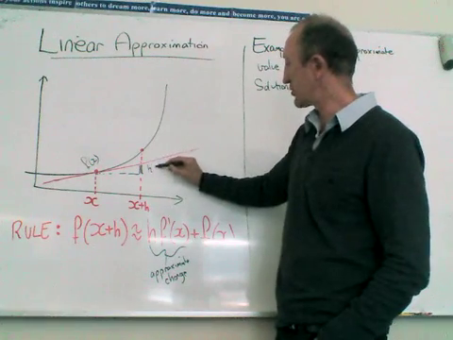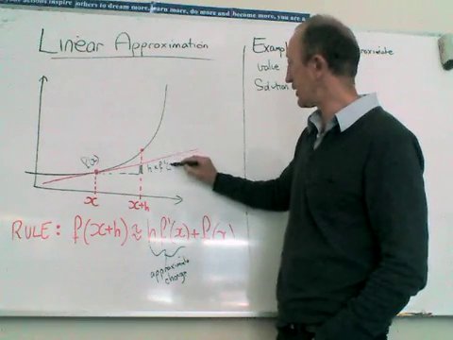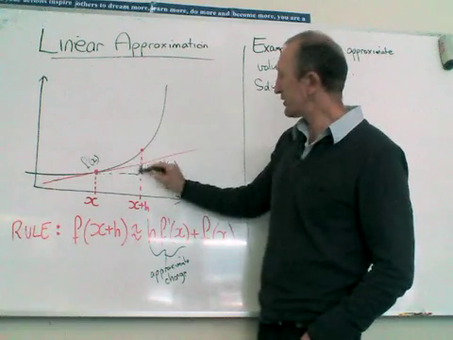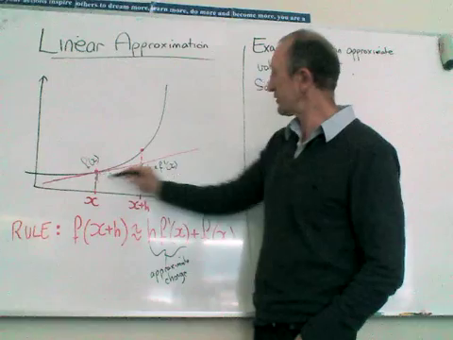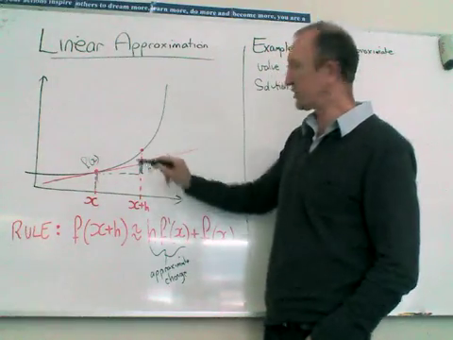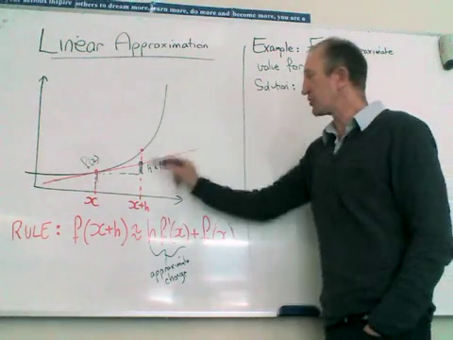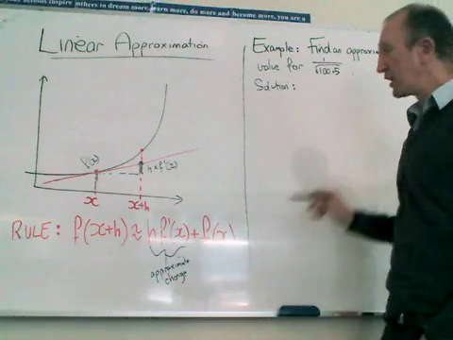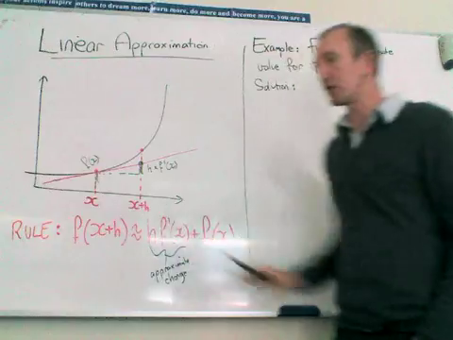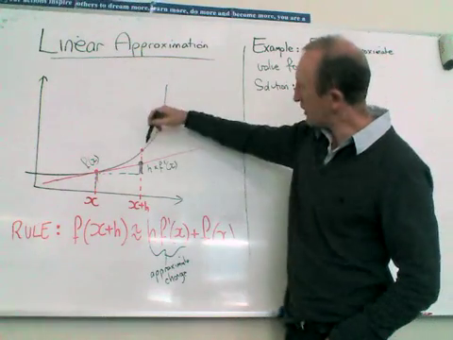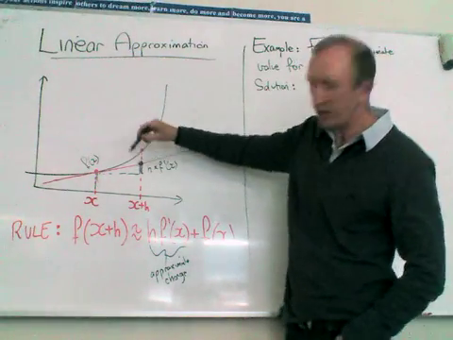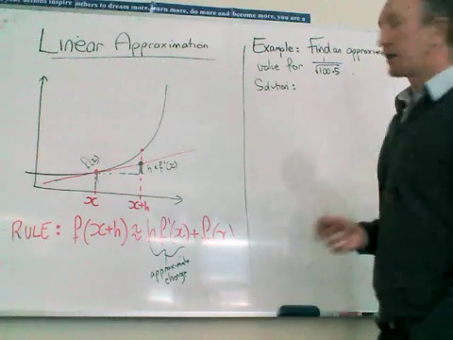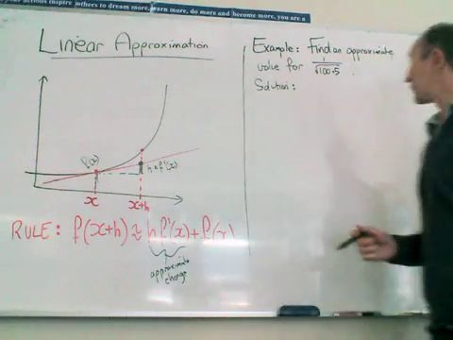This is h times the derivative of f(x). So if we add this distance to this distance, we get an approximation. And that approximation will be the approximation we'll get for this type of question. So we can use this rule to find an approximation. Our approximation will be this point on the tangent line. So let's have a go at this example and we'll see how it works.